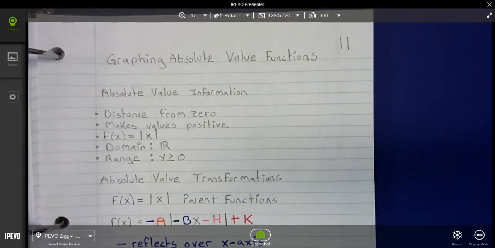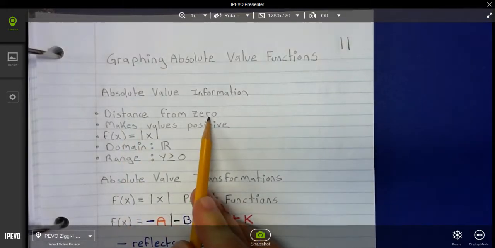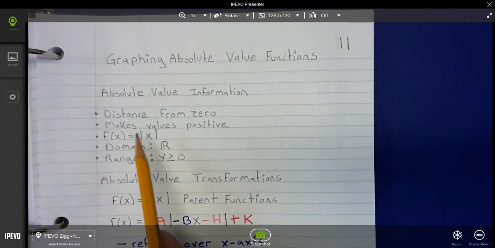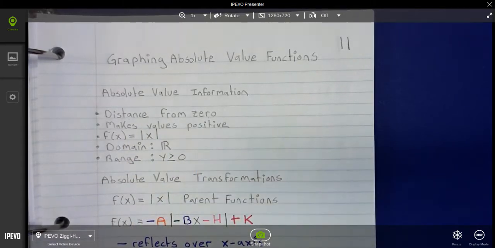First thing, absolute value by definition is the distance from zero. So that's the definition. What happens with absolute value is it makes the value positive, and the reason we say that is because the absolute value of -2 is 2, and the absolute value of 2 is 2. The reason being is -2 is 2 from 0, and +2 is 2 from 0. So same distance, just one's negative, one's positive.